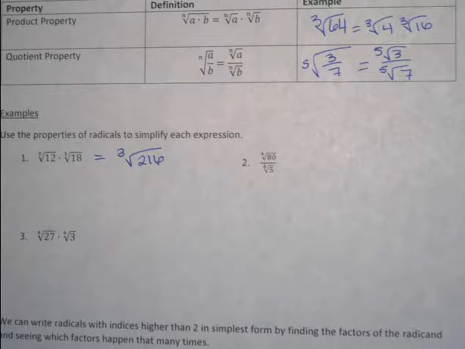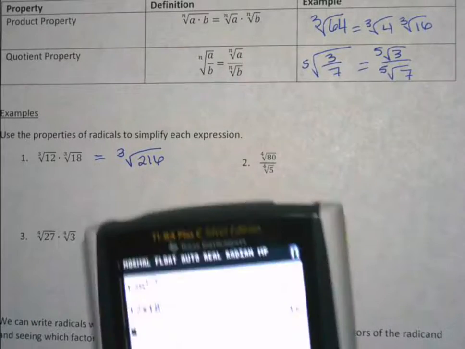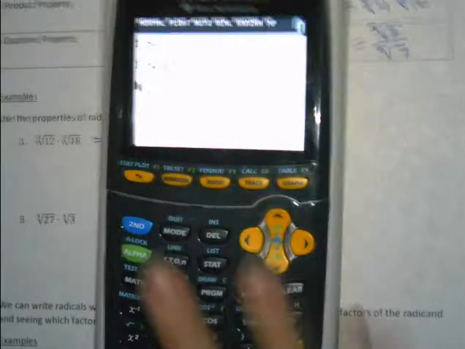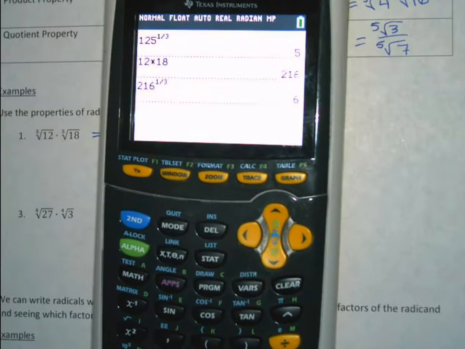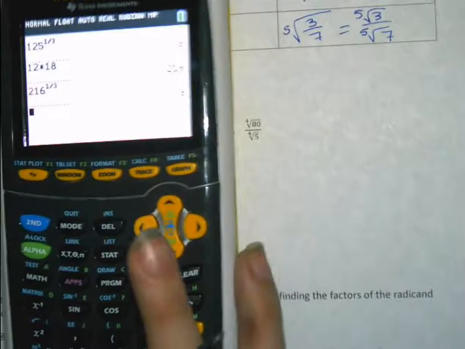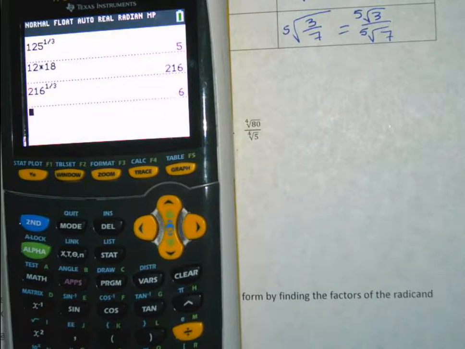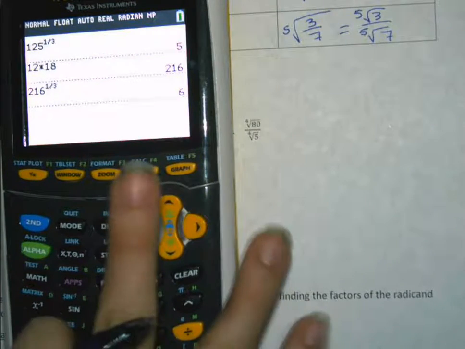So, guys, you can do it on the calculator. So I could do 216, and then the exponent button. Remember, the cube root means the same thing as the power of 1/3 as an exponent. So if I type that in the calculator, there we go. It's 6. So my answer on number 1 is just 6.